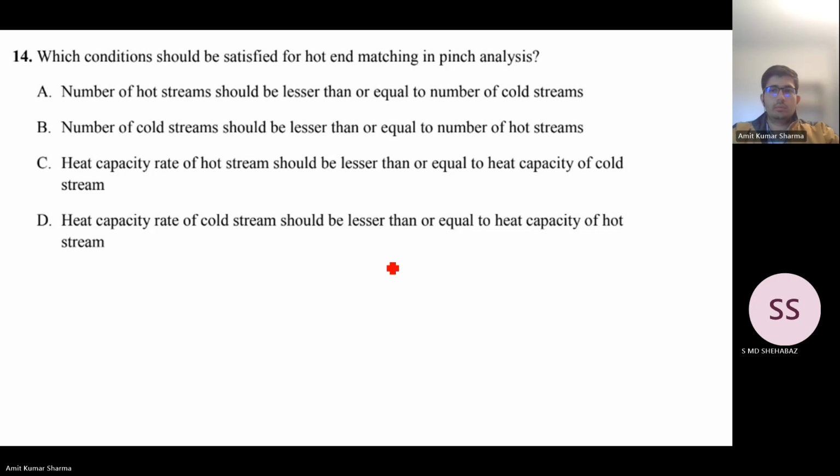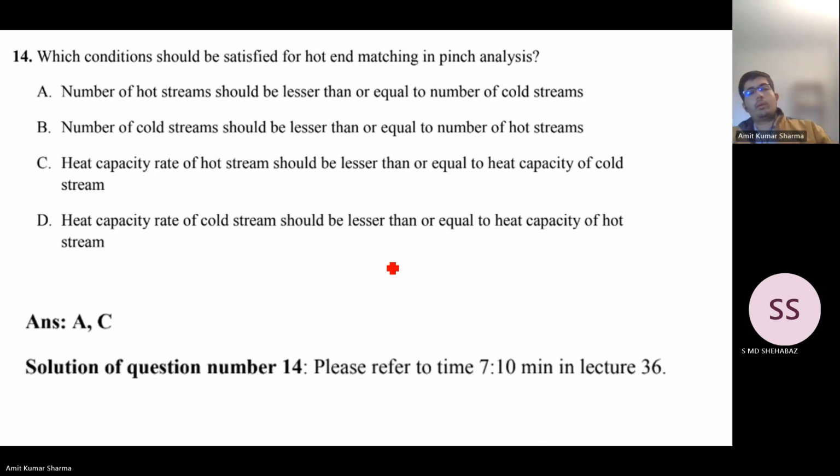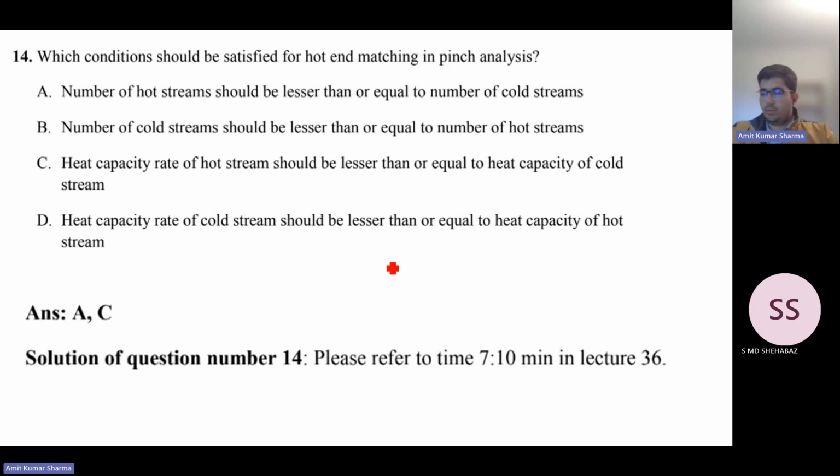Do we have any answer? AC, sir. A, nice. So the answer is A and C. The number of hot streams should be lesser than or equal to the number of cold streams. This is the first condition. And the other condition is that the heat capacity rate of the hot stream should be lesser than or equal to the heat capacity rate of the cold stream. So these are two conditions.